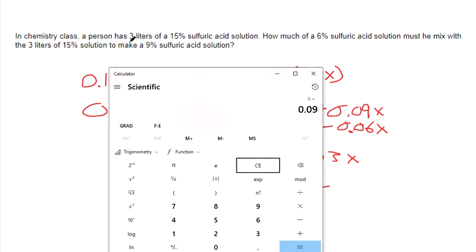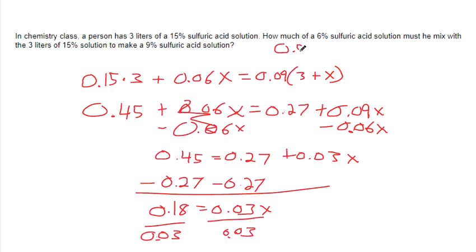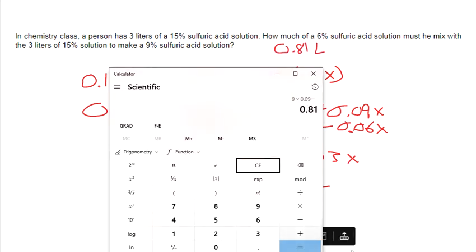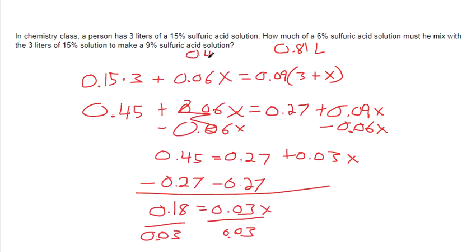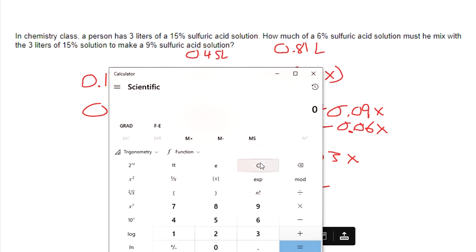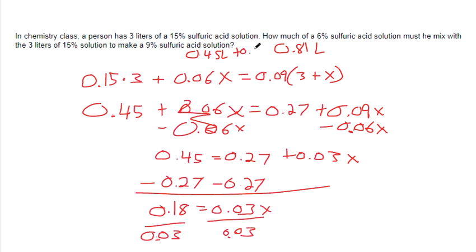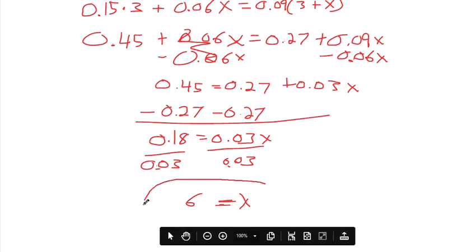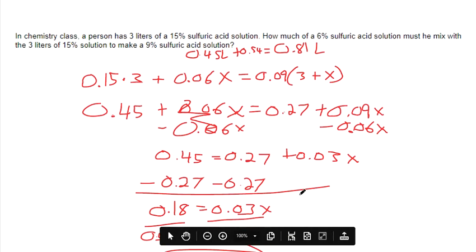And if it's 9%, that means 0.81 liters of sulfuric acid. Let's just see if that matches up with what we have over here. 3 liters at 15%, so there's 0.45 liters from the 15% solution. And then we had 6 liters at 9%, so that's 0.54, and then if you add those up, it does indeed make 0.81, so it checks out. Okay, so that last part you didn't have to do. That tells you how many liters to answer this question.